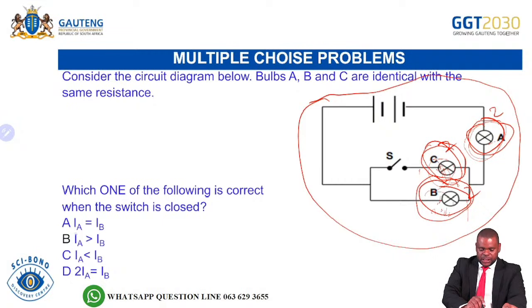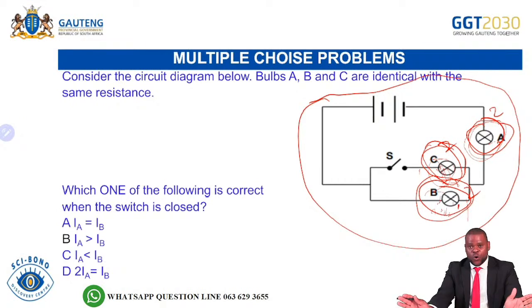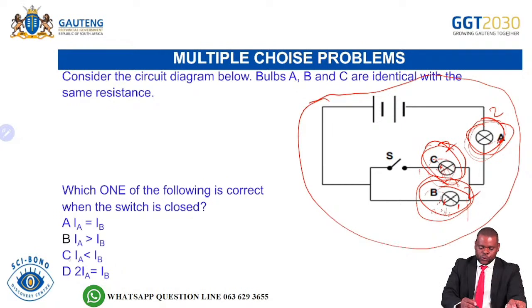Let's look at A. A says the current in A is equal to the current in B. That is no, because the current that passes in C and the current that is going to pass in B are equal to the one that is in A. Are we together?